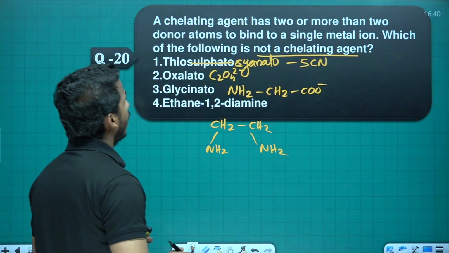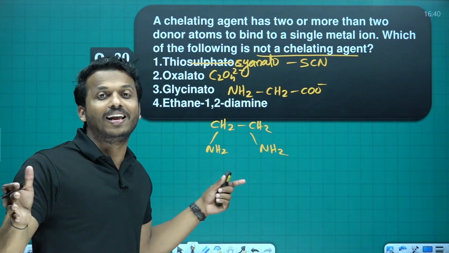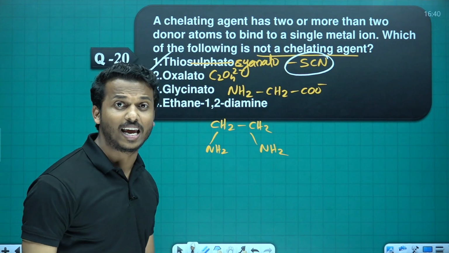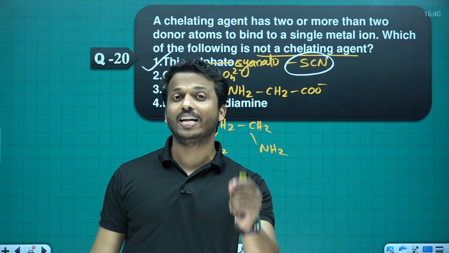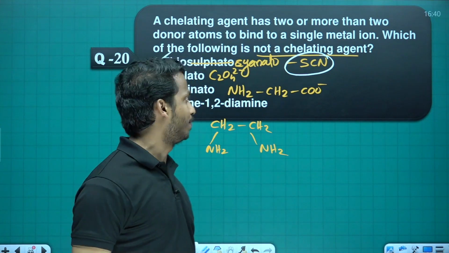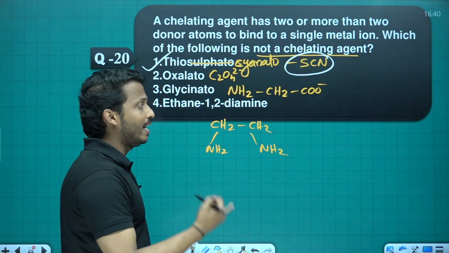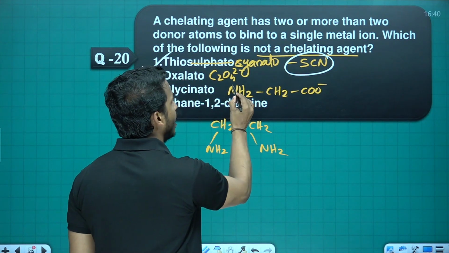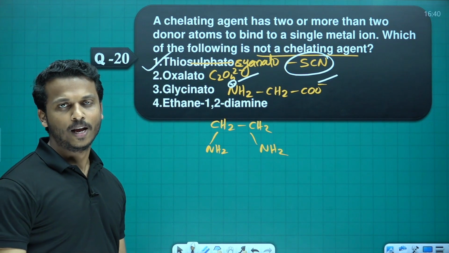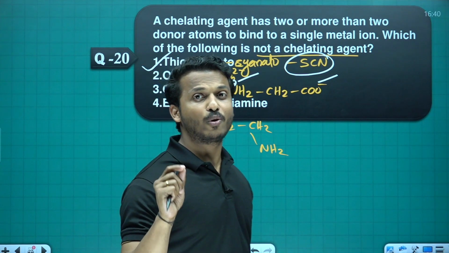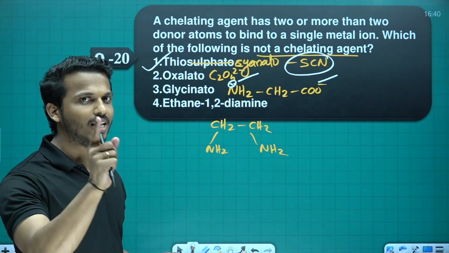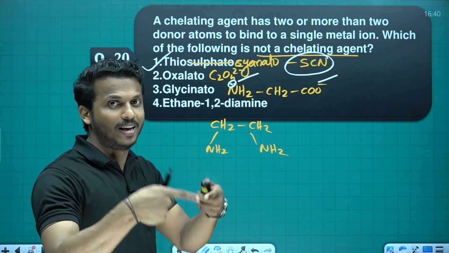Question. Which of the following is not a chelating ligand? Thiocyanate is an ambidentate or monodentate ligand. It cannot form 2 bonds at a time. Whereas oxalate is a bidentate ligand, En is a bidentate ligand. Here you see this nitrogen and this oxygen. Yes, 2 donor atoms are there. So SCN, thiocyanato, is a monodentate or ambidentate ligand. So it forms only a single bond, so it cannot form a ring, right?